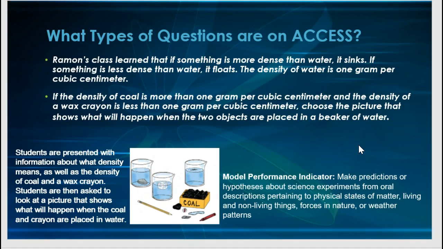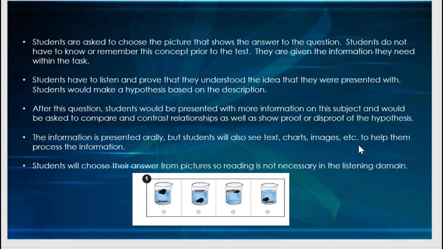They would also then use examples. So if the density of coal is more than 1 gram per cubic centimeter, and the density of a wax crayon is less than 1 gram per cubic centimeter, they want you to choose the picture that would show what will happen when the two objects are placed in the beaker of water. So in this particular prompt, students are asked to choose the picture that shows the answer to the question. They do not have to know or remember this concept prior to the test, and they are given the information that they need within the task itself.